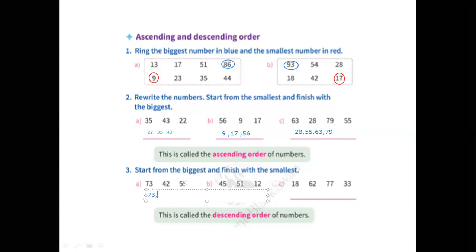Next, 42, 55 is there. When we compare this both, which is the biggest? 55 is biggest. So remaining number is 42. Comparing this both, this is the smallest number.